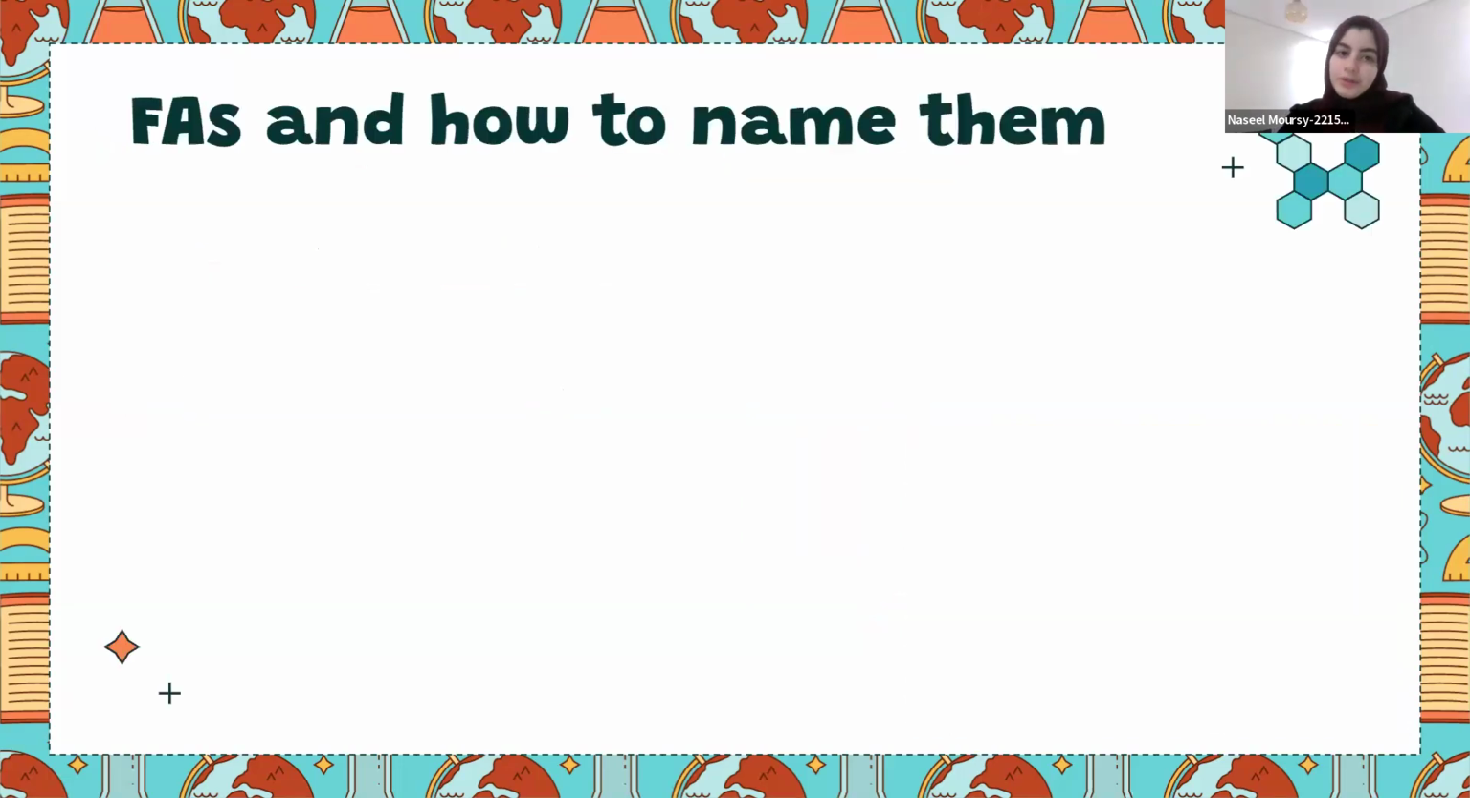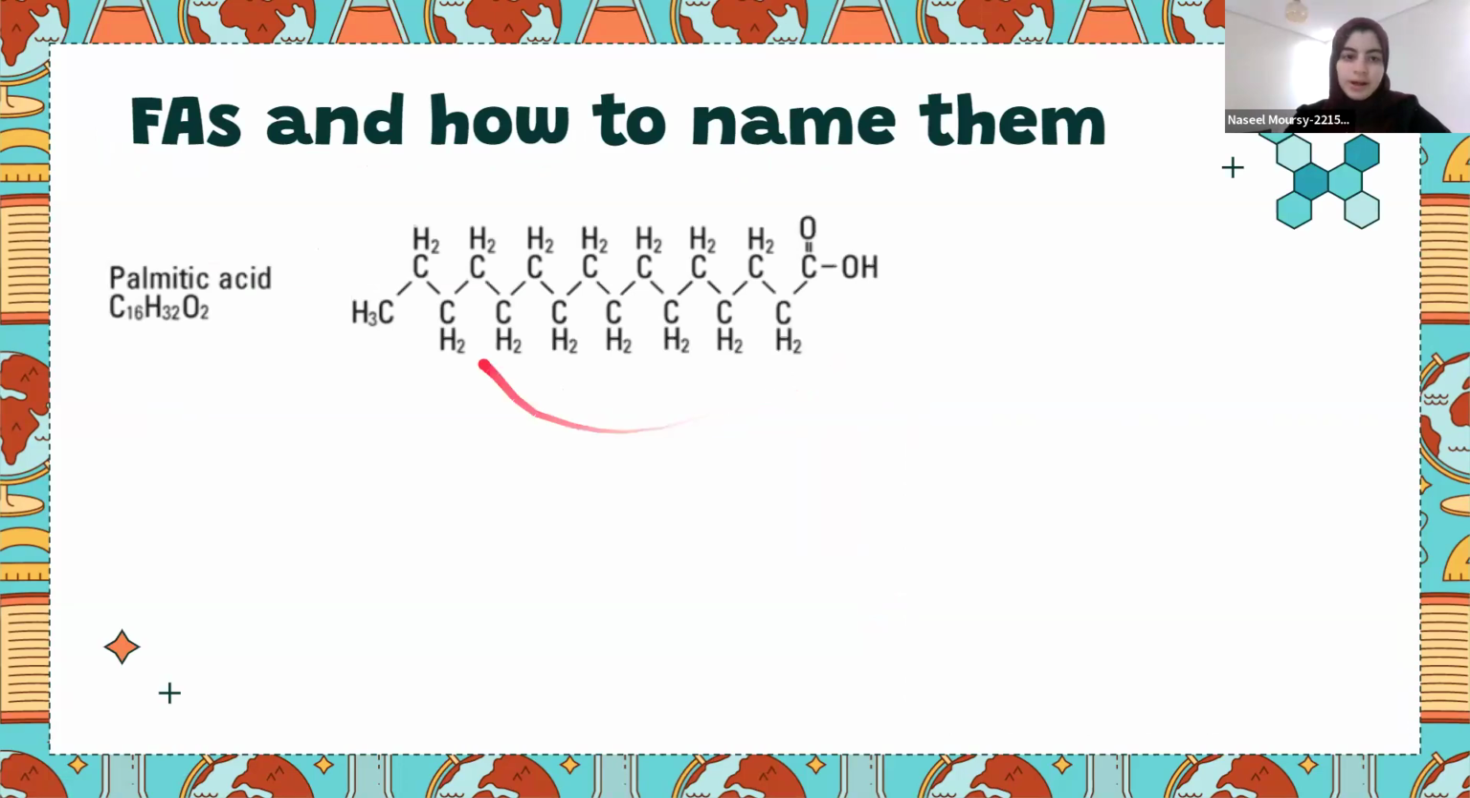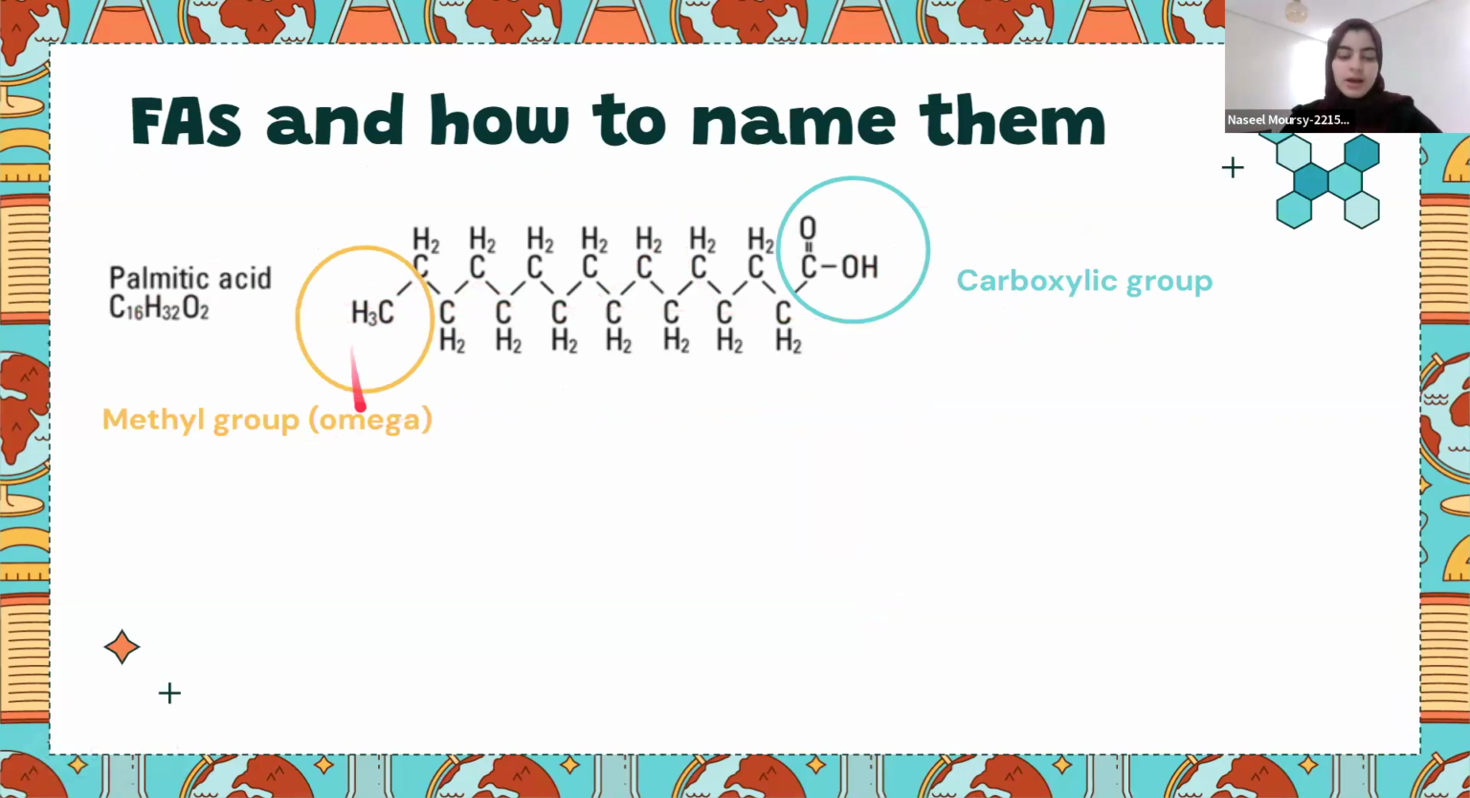So let's talk about fatty acids and how to name them. Here we have our main fatty acid, palmitic acid or palmitate. It's a 16 carbon fatty acid. If you count the carbons, you'll find that they are 16. Another thing you need to know about fatty acids is that we have two ends. First, we have the COOH group, which is the carboxylic end. And on the other hand, we have CH3, or the methyl end. And this is where the concept of omega comes from, and we'll talk about that.